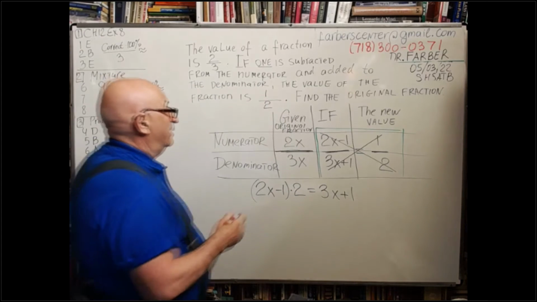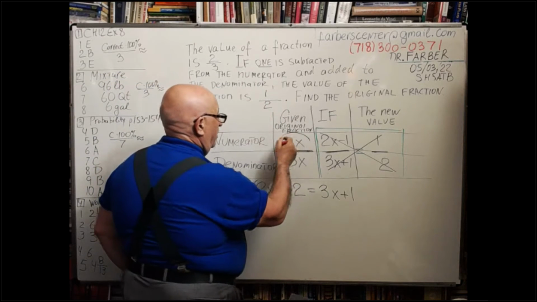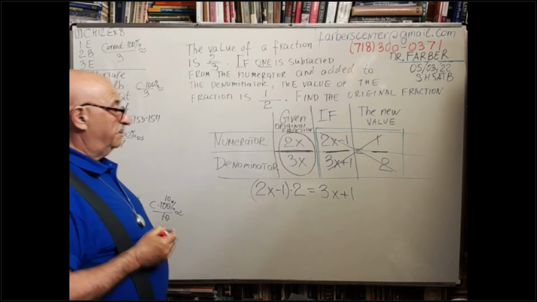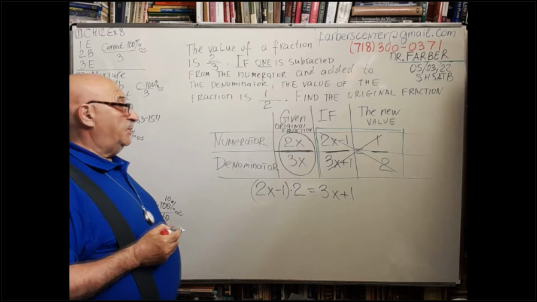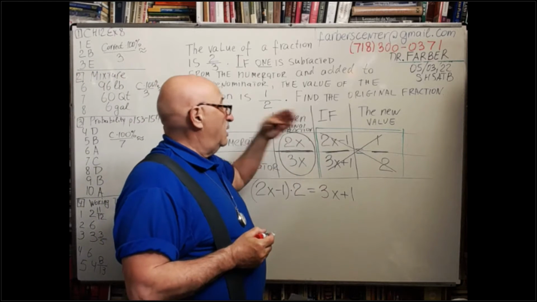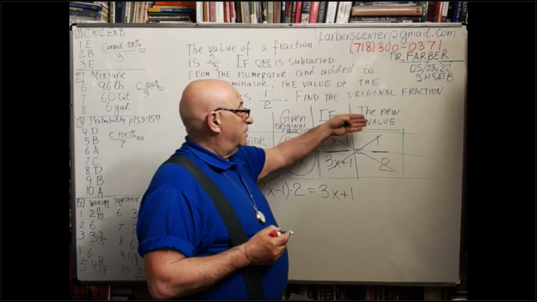And keep in mind, this is the question they ask you about. Always put in an oval what they ask you to find. And you get a simple equation. Why? Because this is the representation of the new value in variables, and this is the value of this fraction.